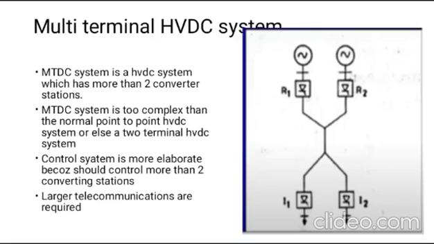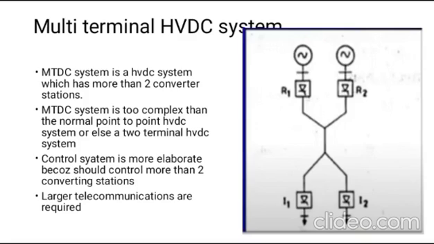And multi-terminal HVDC system. This type of system has more than two converter stations. From the diagram, we can see that there are four converter stations: rectifier 1, rectifier 2, inverter 1, inverter 2. This type of system is called a multi-terminal HVDC system. In short, it is called MTDC system, which is multi-terminal DC system.